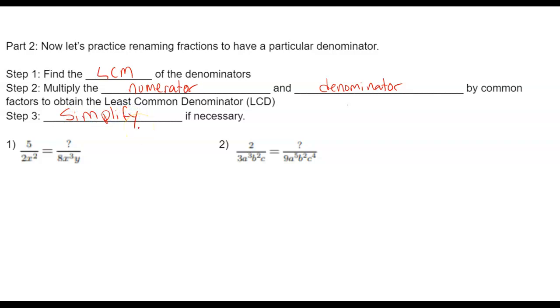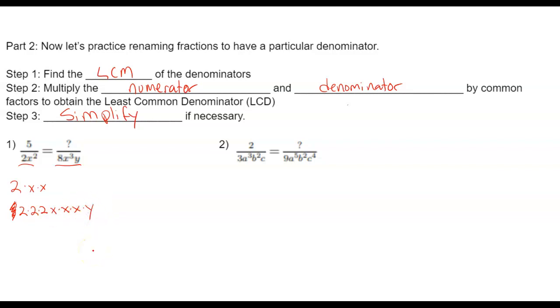Okay? So for number 1, I'm going to think about my denominators right here. List them in prime factors. Right? I'm going to find their least common multiple. So 2x squared, I can write that as 2 times x times x. And then 8x cubed y, I can write as 2 times 2 times 2 times x times x times x times y.